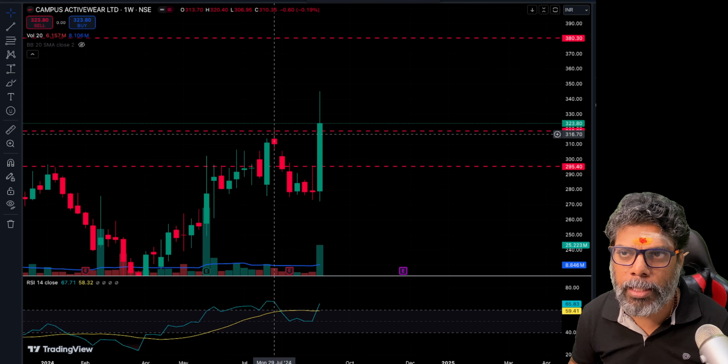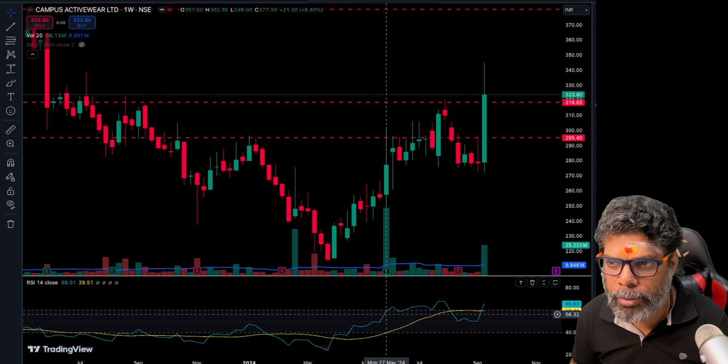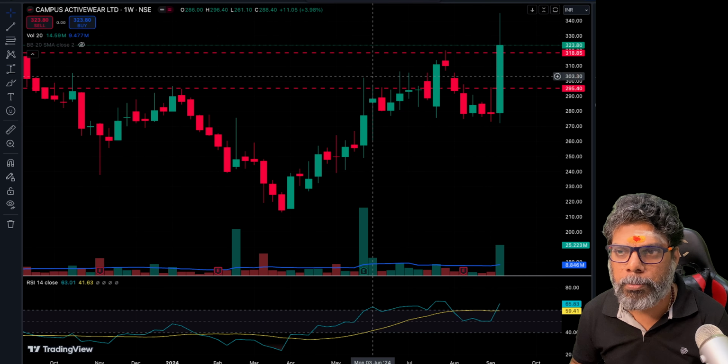See, here it already tested this. Let me show you. This is the support line. In this area, if you see this candle here, it tried to break but it failed.